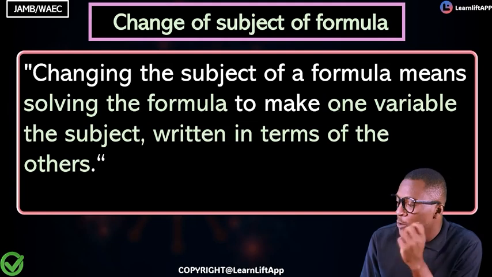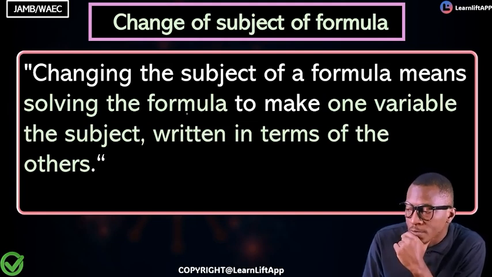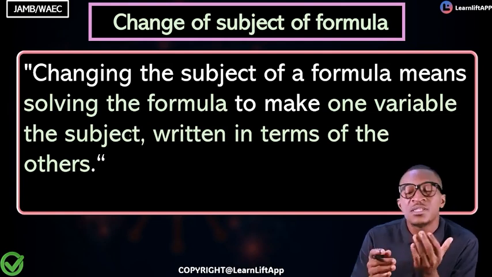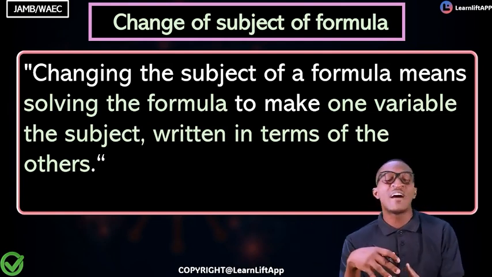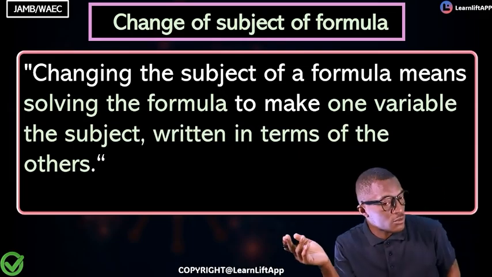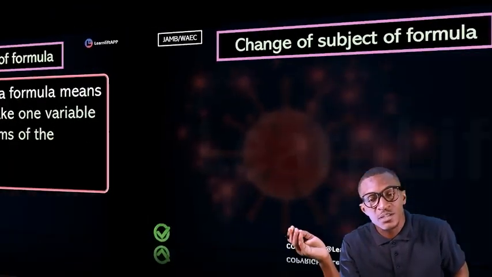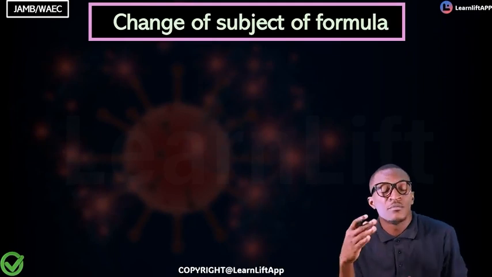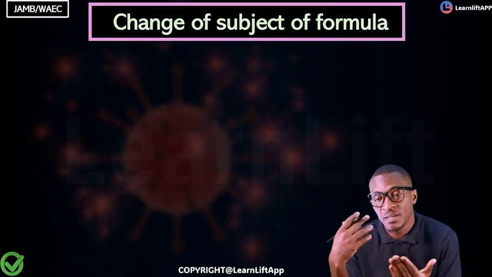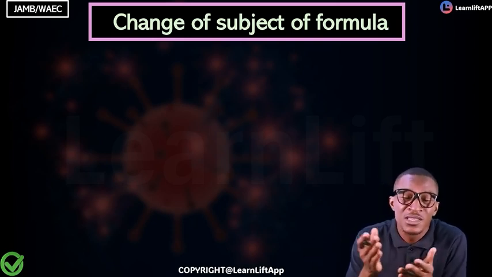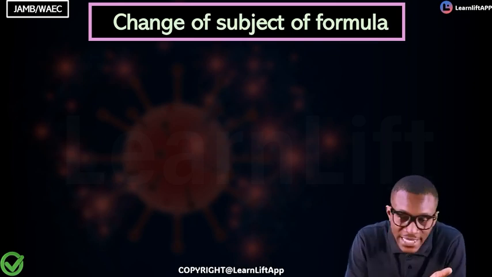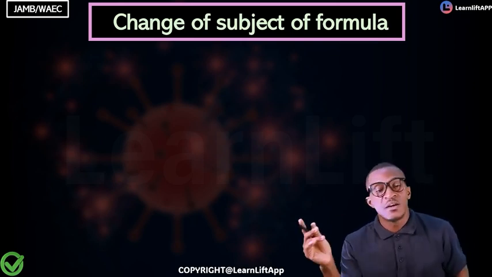Changing the subject of a formula means solving the formula to make one variable the subject, written in terms of other variables. When we have multiple variables, we have to make one the subject written in terms of the others. It's a very simple concept. The best way to do it is that I solve and you look at it and learn from it. We just employ all the different mathematical arithmetic that we know: cross multiply, collect like terms, square roots, everything.